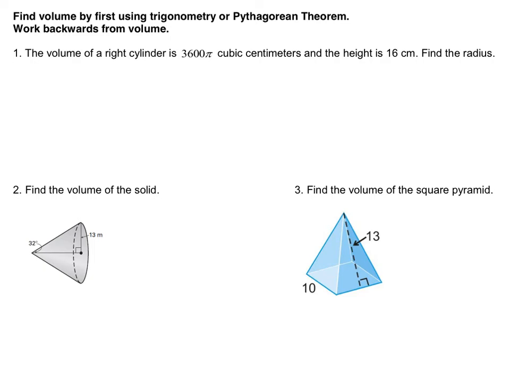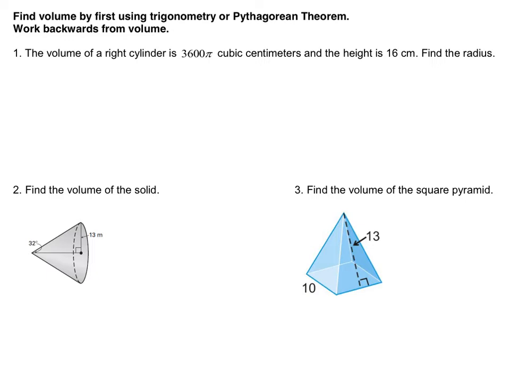All right, next video. We've got a couple different things going on here. So find volume by first using trig, which is the SOHCAHTOA, or Pythagorean theorem, and then working backwards from the volume to solve for one of the sides, or like a radius, for example. And that's what we're going to do on this first one.